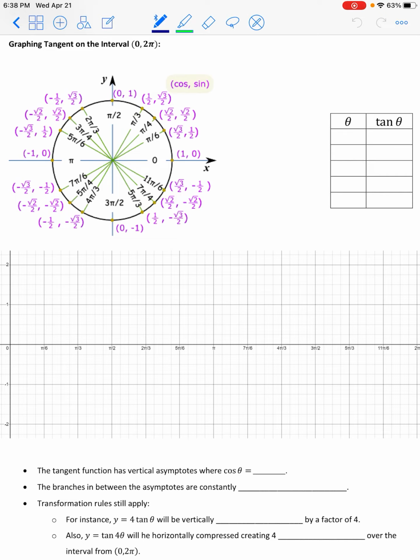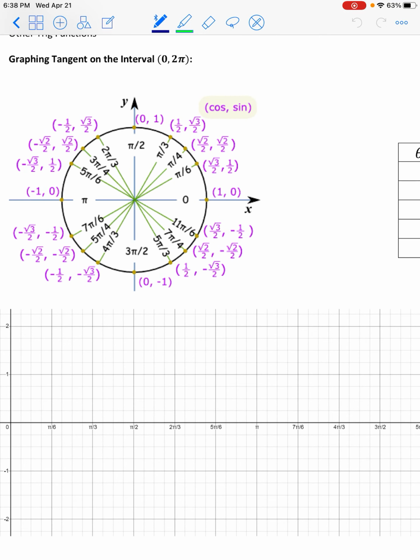Again, graphing the old-fashioned way. We're going to make a table, and we pick some values for theta. We figure out what the tangent of theta is. Now, before we get started, we remember what tangent is, I'm hoping. So when we're looking at tangent, on our inner right triangle, we know it's a ratio of the opposite side over the adjacent side. But we said in the unit circle, we're going to find the tangent by taking the y value and dividing it by the x value.